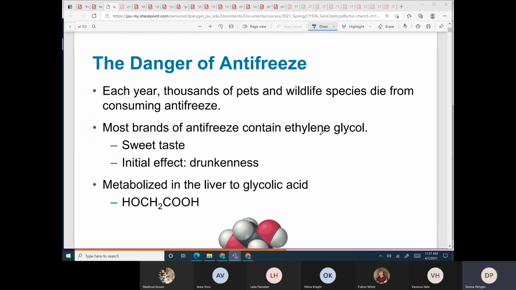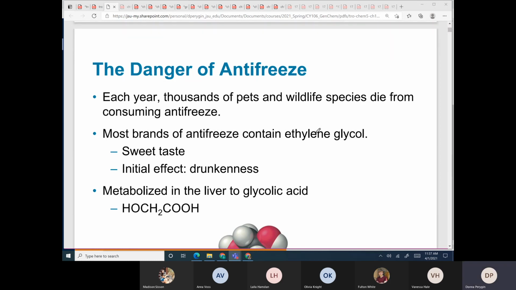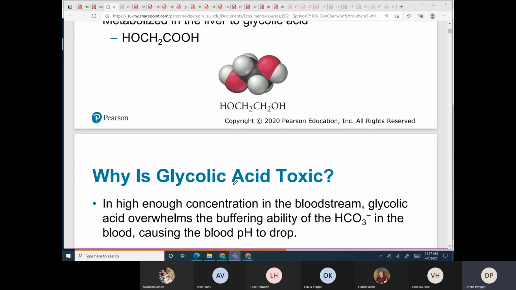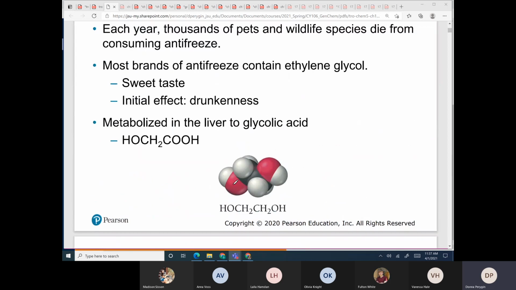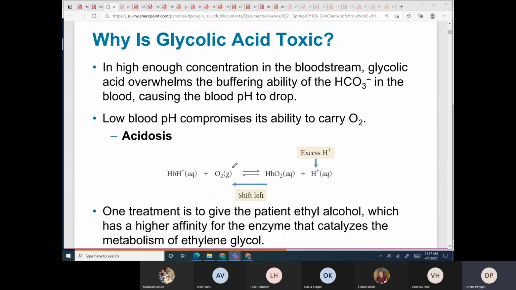So why can't you drink antifreeze? Well, it's because it's metabolized in the liver to glycolic acid. Okay, ethylene glycol is antifreeze, and it's metabolized to glycolic acid. And so that's going to be toxic. Also, calcium oxalate is also a product of this, which causes kidney stones. So it also causes kidney stones, okay?